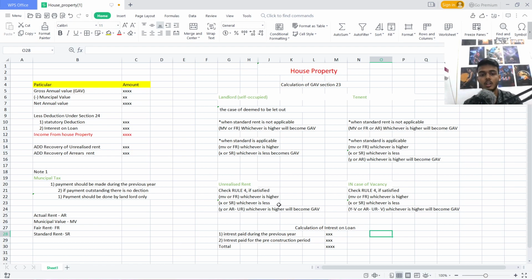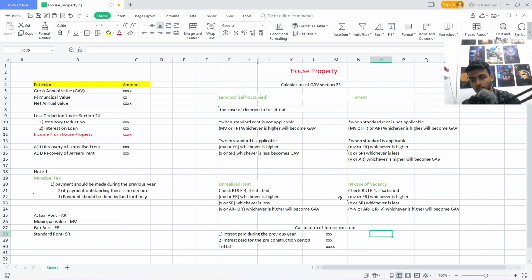If the question mentions unrealized rent or in case of vacancy, then there are a few things we need to do. First of all, we'll check the rule number 4. If it is satisfied, then we will repeat the same procedure as the tenant procedure. We'll compare MV with FR, whichever is higher becomes X, then X with SR, whichever is less becomes Y. And here is the change. While comparing Y or AR, we will deduct unrealized rent value from the actual rent value. And then we will compare it with Y. Whichever value is higher will become the GAV.